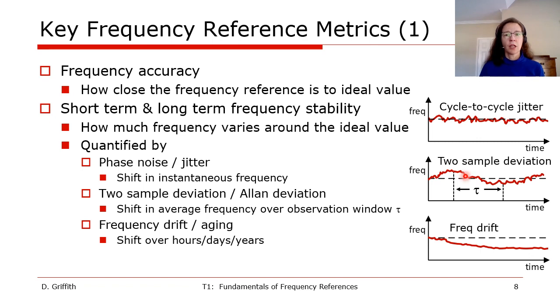Next, the middle plot shows a two-sample or Allan deviation measurement. Here, the shift in the average frequency is measured over an observation window tau. You can see that the results would be different for this curve depending on the length of the measurement window. Finally, frequency references all experience some amount of frequency shift, also called aging, as shown in the bottom plot. This frequency drift will occur over hours, days, or even years of operation.